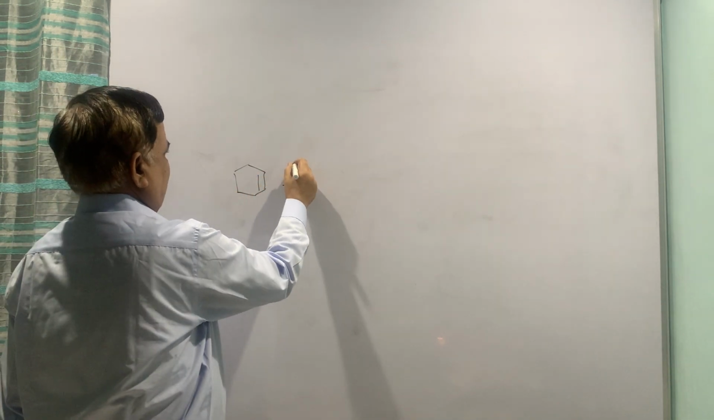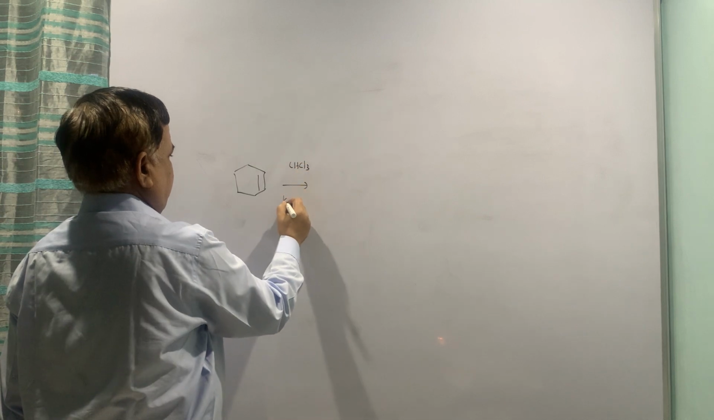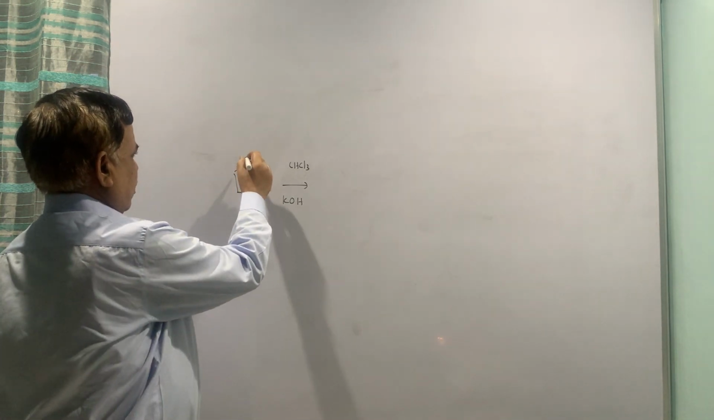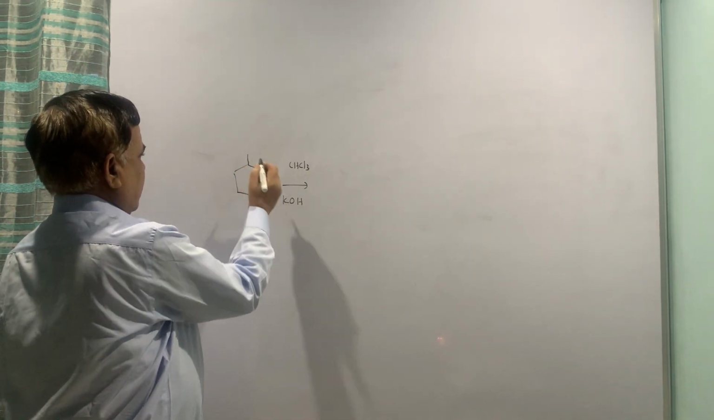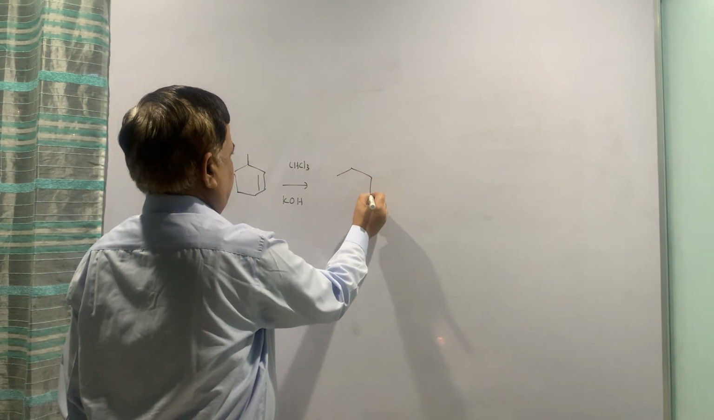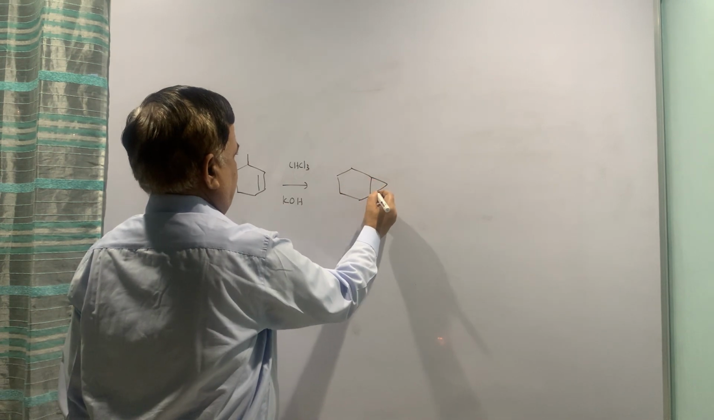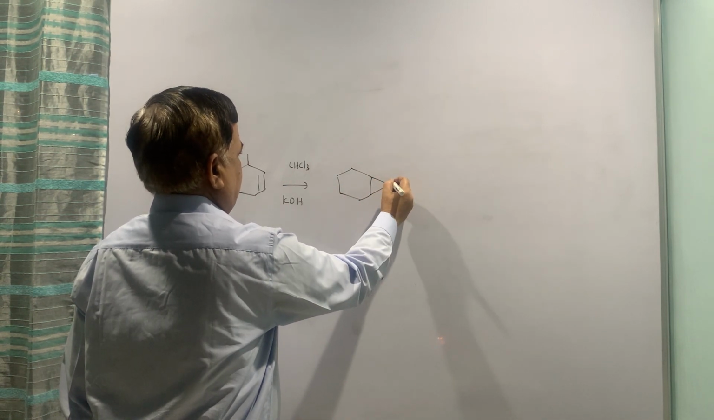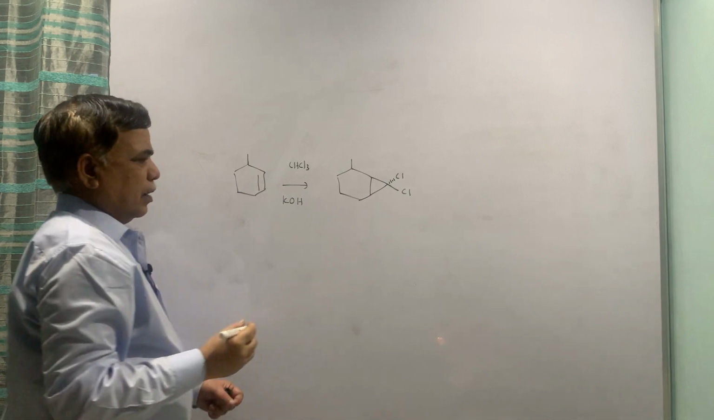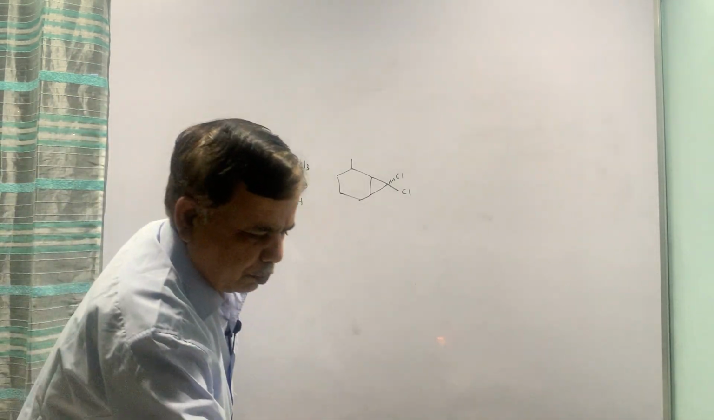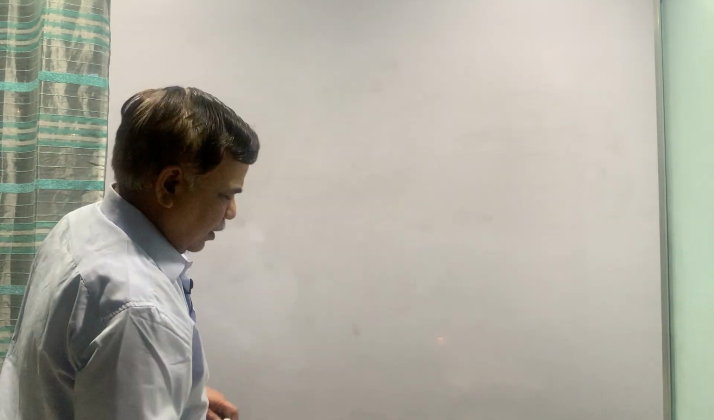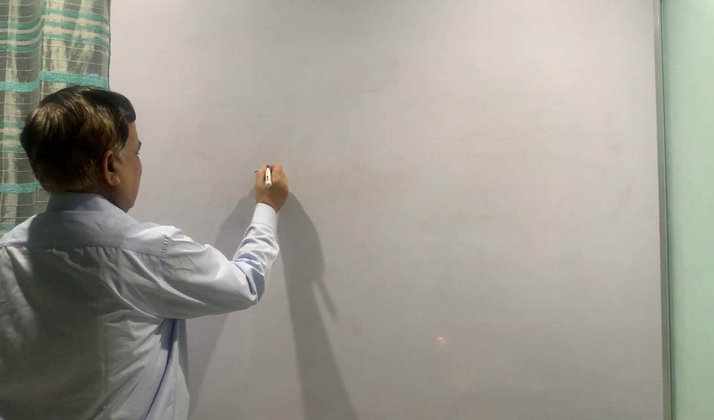Cyclohexene, chloroform, KOH, or you can put some substituent here so that it can give a different product. This is the chlorocarbene addition, a specific example. Another example I am going to put, that is from the higher class, but it doesn't matter.